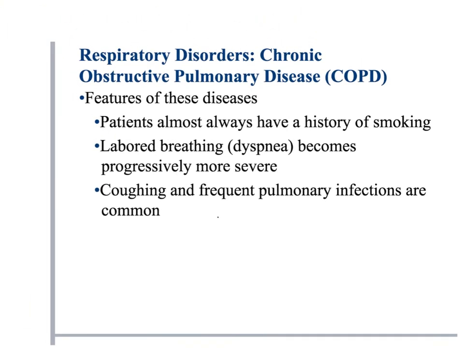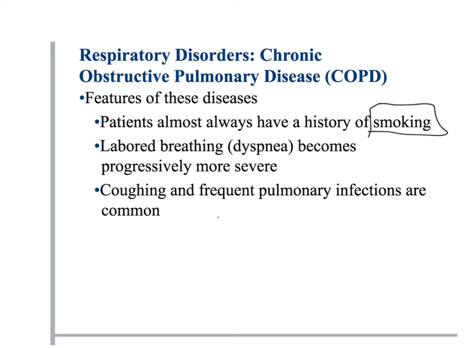Features, right? They almost always have a history of smoking. Okay. And so they have labored breathing or dyspnea. That becomes progressively more severe over time. These people have disrupted tissues within the alveoli. The respiratory membrane is disrupted or covered with debris that's been inhaled, and you end up with this. There's an obstruction that's stopping this from happening.